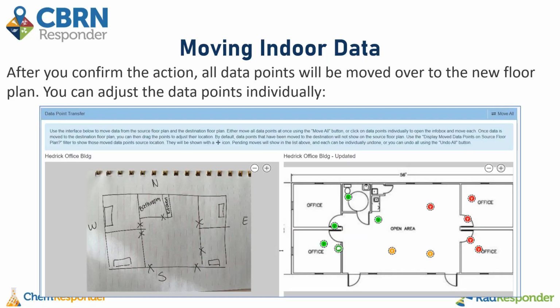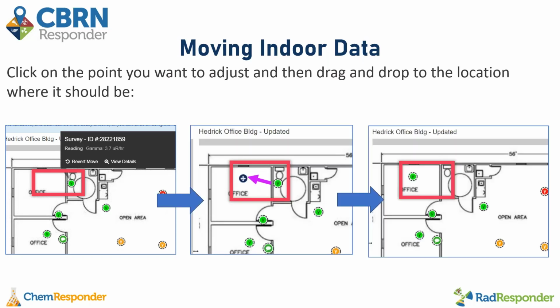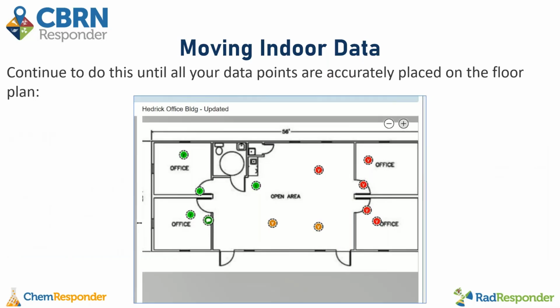So you've confirmed your action. Now I can see that the original floor plan has no data points on it, while the updated floor plan has all of the data points. So now I may need to move these points individually to best reflect where they were in the building itself. And so I'll click on the point that I want to adjust and then drag and drop it to where it should be. I'll continue to do this until all of my data points are accurately placed on the floor plan.